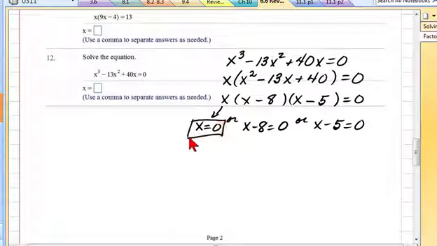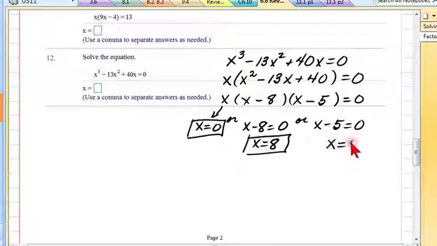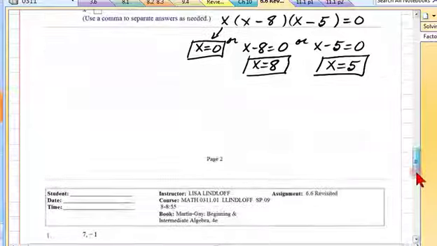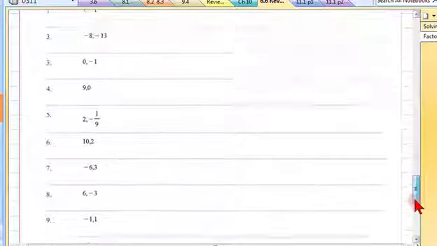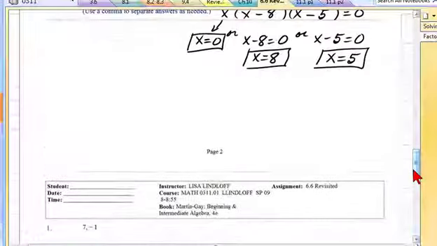X equals 0 is an answer. X equals 8 is an answer. X equals 5 is an answer. Is that okay? Just a quick review of factoring. We went through and did quite a few different problems. Okay, and those are just the answers.